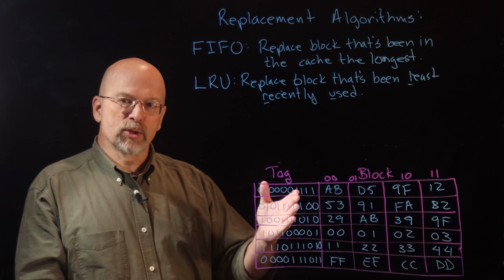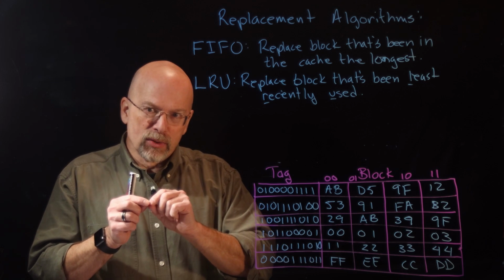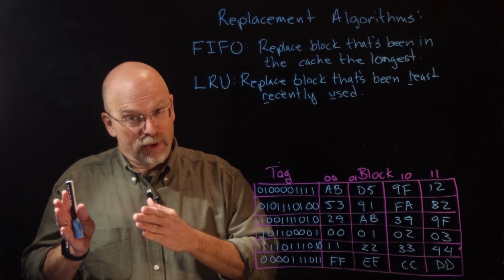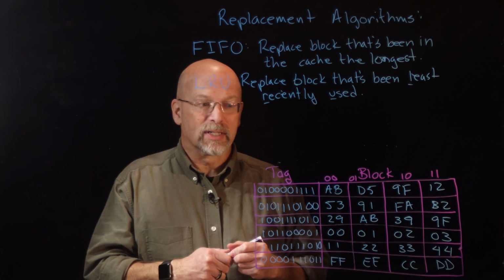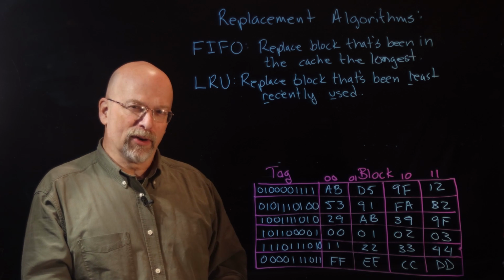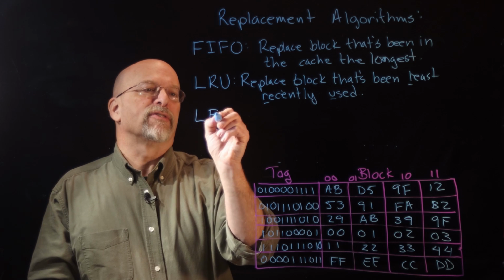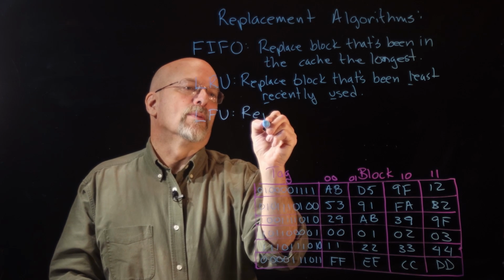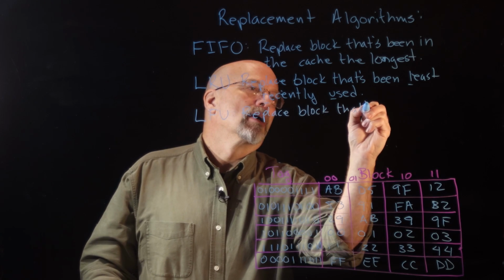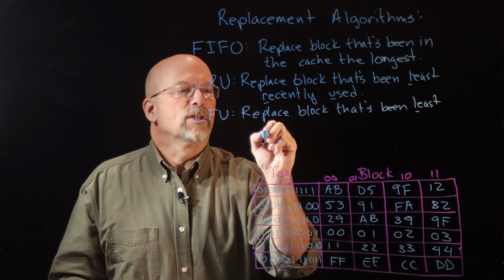You could also do it with some sort of a list once again. And anytime something's used, you just put it back at the end of the list. And whatever's at the front of the list, that's the thing that's been least recently used. Now there's another option which is not really very popular because it's not really very effective, but it's called LFU for, well, we replace the block that's been least frequently used.